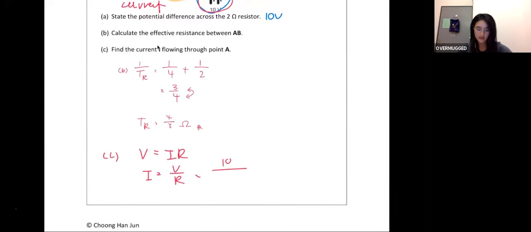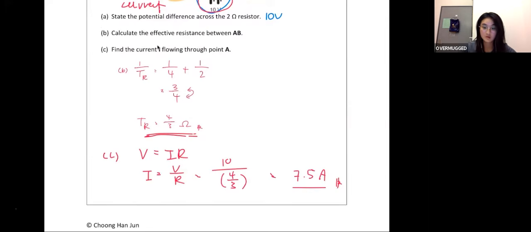Okay, 10. Do we have total resistance? Yes, we just found that from part B, which is 4 over 3. So 10 divided by 4 over 3 is going to give me an answer of 7.5 amperes. Final answer: 7.5 amperes.